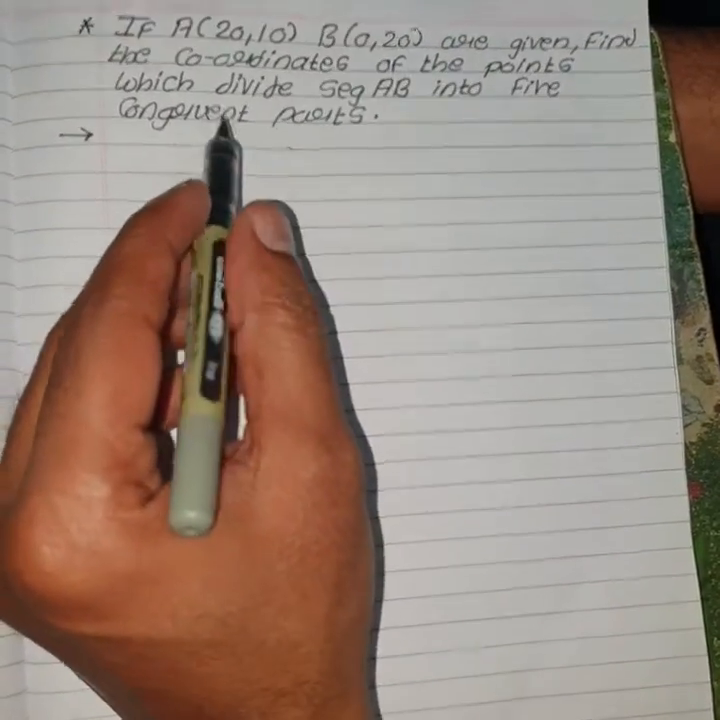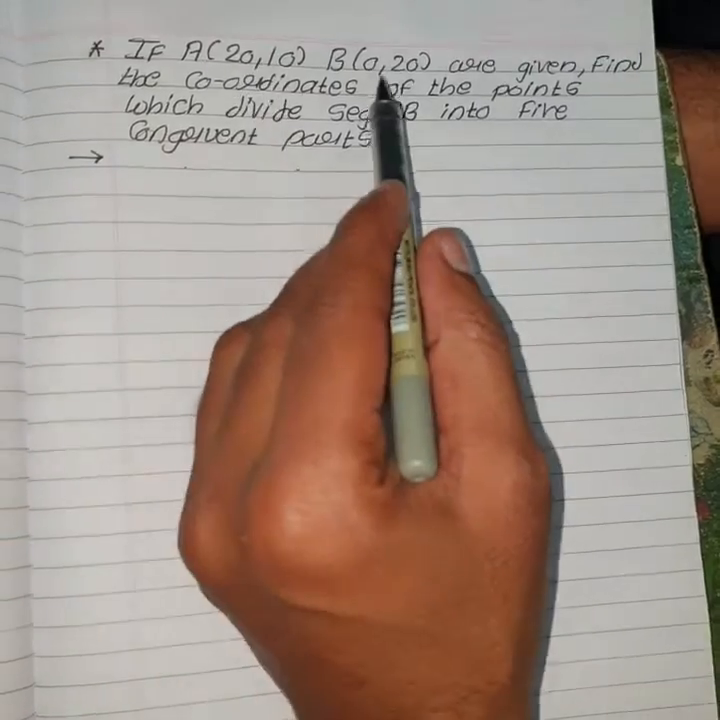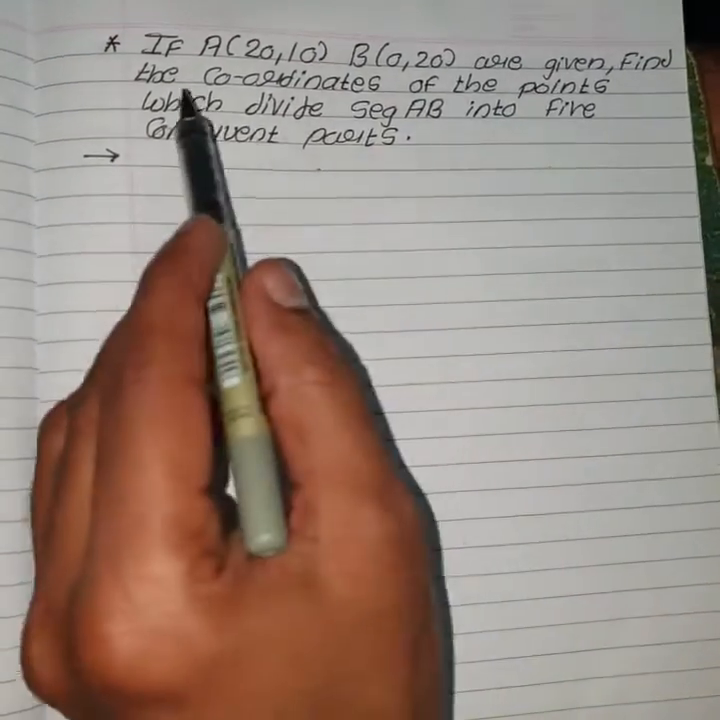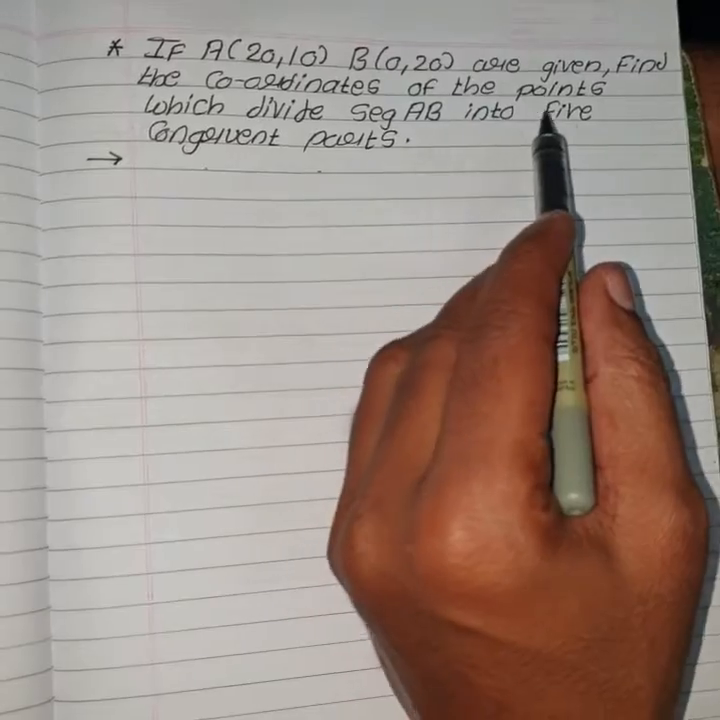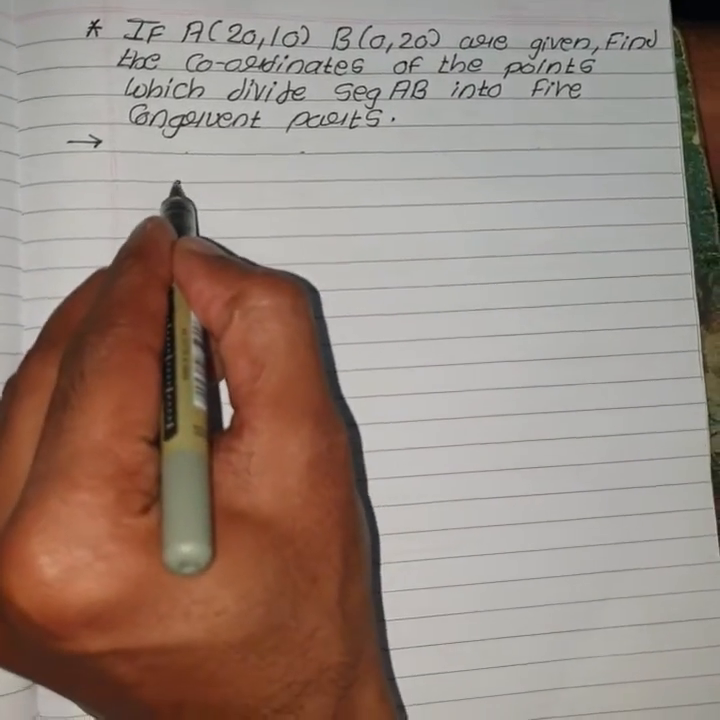Now a very important sum. In this sum, if A(20, 10) and B(0, 20) are given, find the coordinates of the points which divide segment AB into 5 congruent parts.